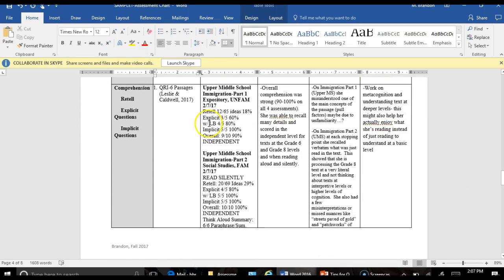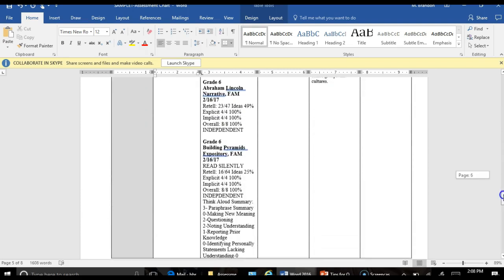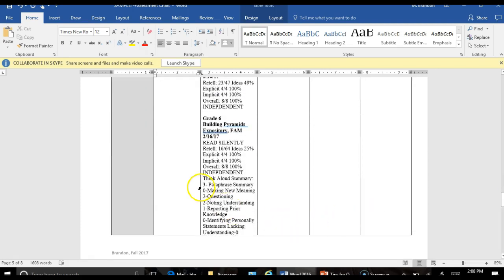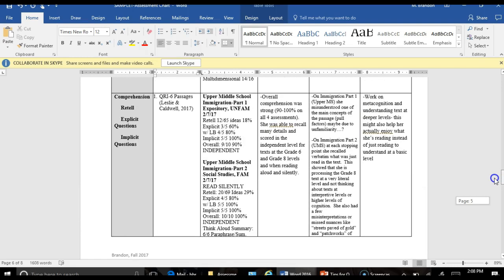All right, let's look at comprehension from the QRI passages. I can pull retell, which is literal comprehension, as well as response to explicit questioning and implicit questions. And then I also did the think aloud. For the upper middle school, all of her think alouds were paraphrasing the text. Then I did 6th grade, and she utilized some different strategies, but I also then modeled it. So I'm wondering if she kind of copied my modeling.